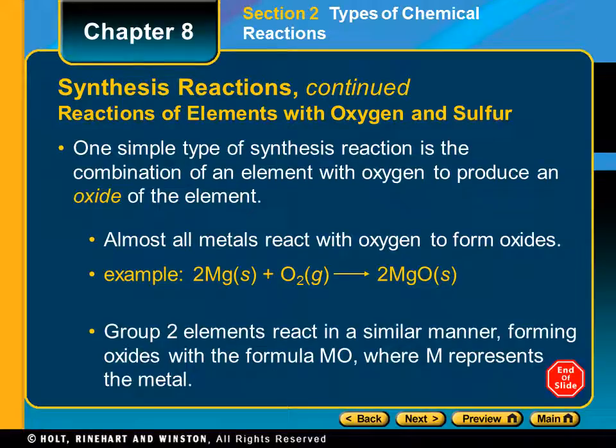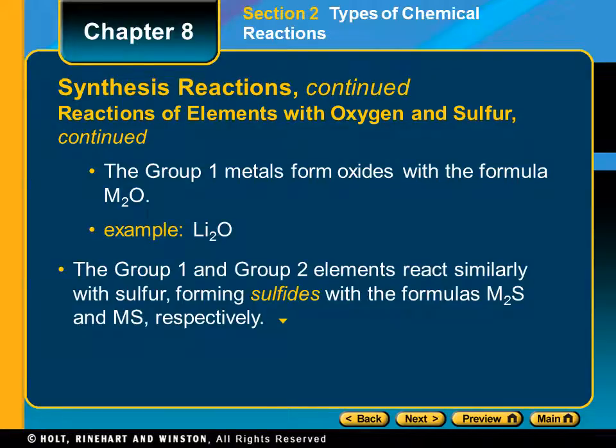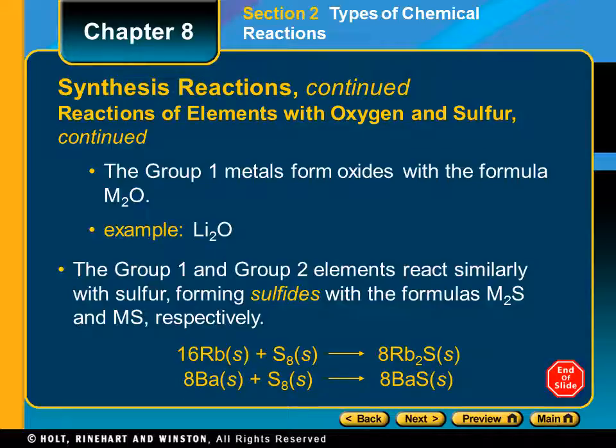So you have group 2 elements react in a similar manner, forming oxides with the formula MO, where M represents the metal. Group 1 metals form oxides with the formula M2O, like with lithium, for example. Group 1 and 2 elements react similarly with sulfur, forming what we call sulfides, formulas M2S and MS. So there's rubidium and sulfur. Barium and sulfur.